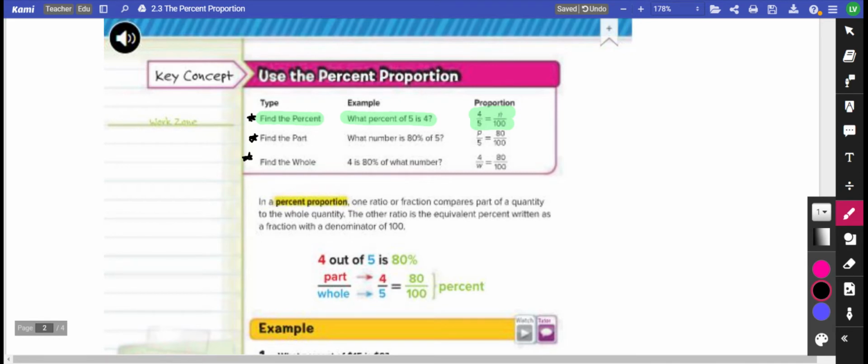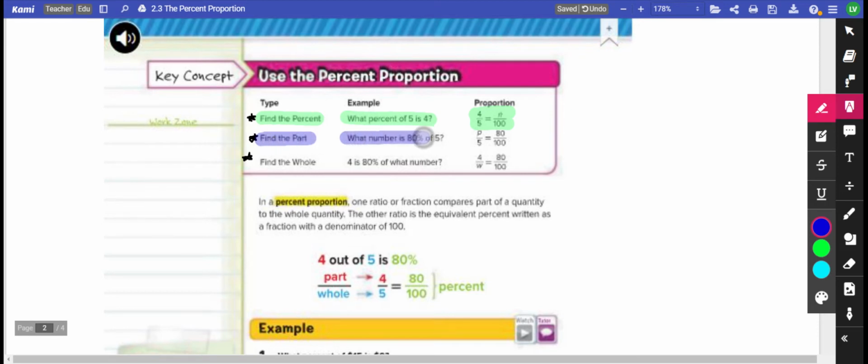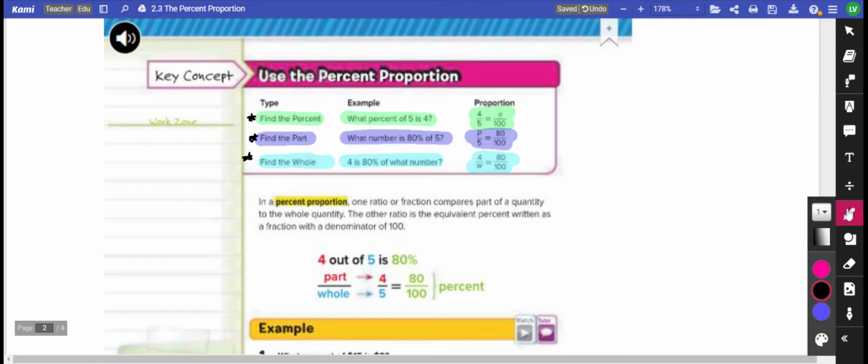Next is to find the part. What number is 80% of 5? So the part is P, the whole is 5, and it's 80 out of 100 because it's 80%. Lastly, to find the whole, 4 is 80% of what number? 4 is the part, W is the whole, 80% out of 100. That's how you set up the proportion.